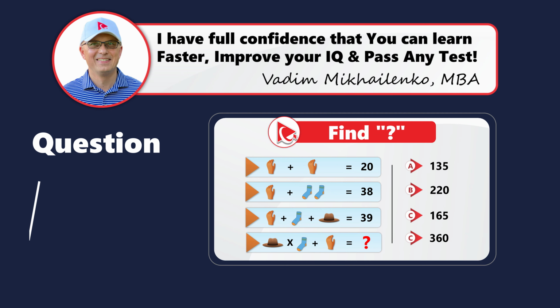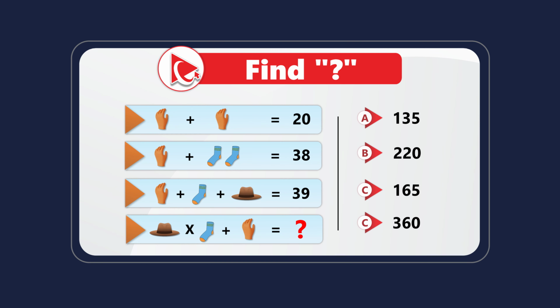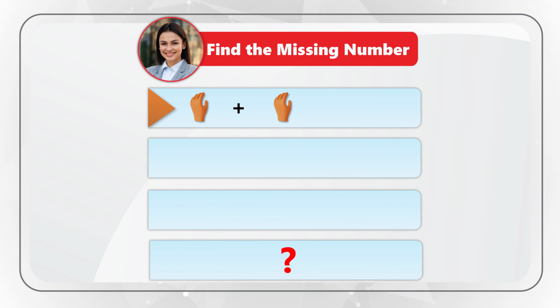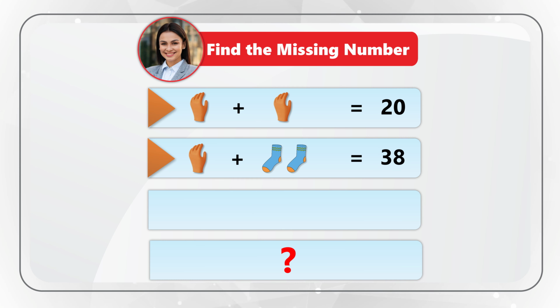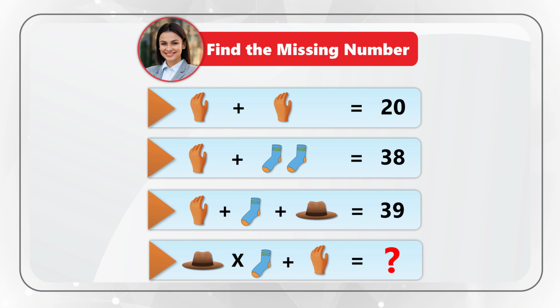I have a surprise for you. You need to solve the expression and find the missing number. You have 3 full expressions. Glove plus glove equals 20. Glove plus 2 socks equals 38. Glove plus sock plus hat equals 39. And the last expression where you need to calculate the missing number is hat multiplied by (sock plus glove) equals the missing number. So what is the missing number?